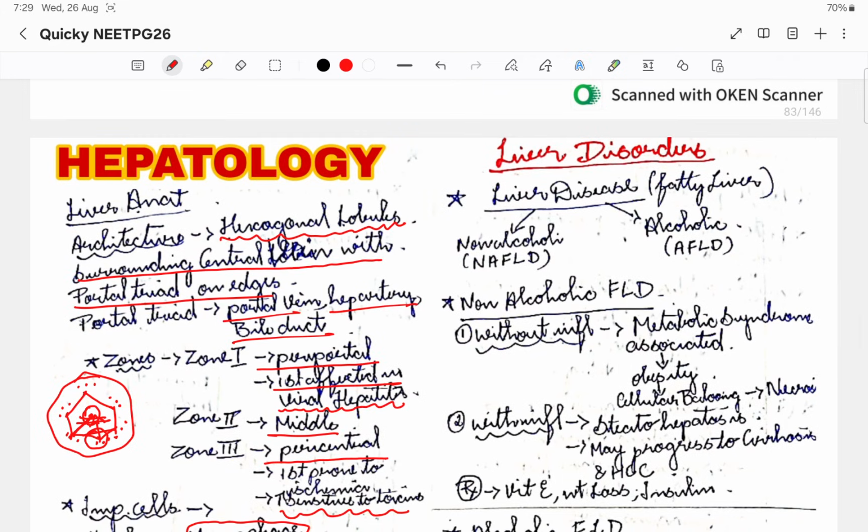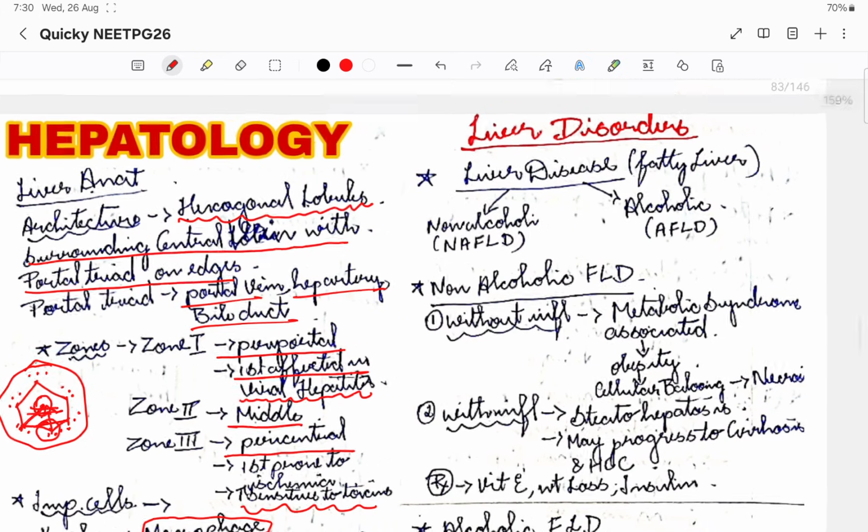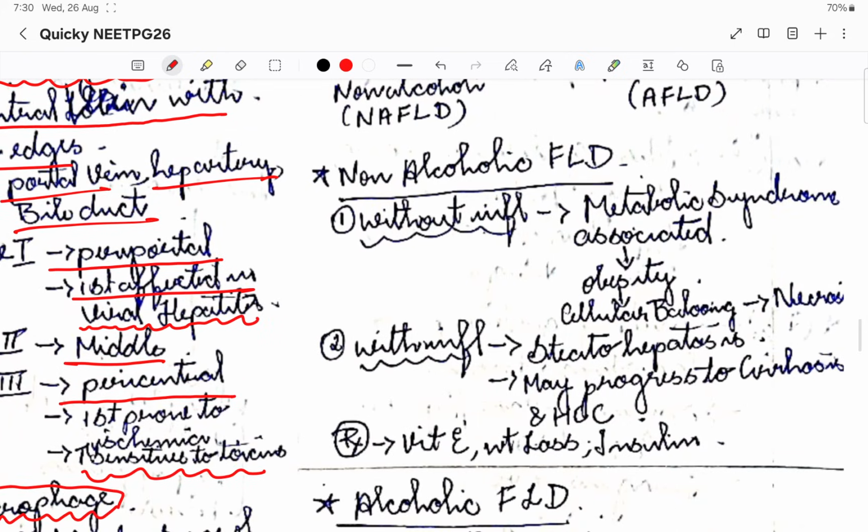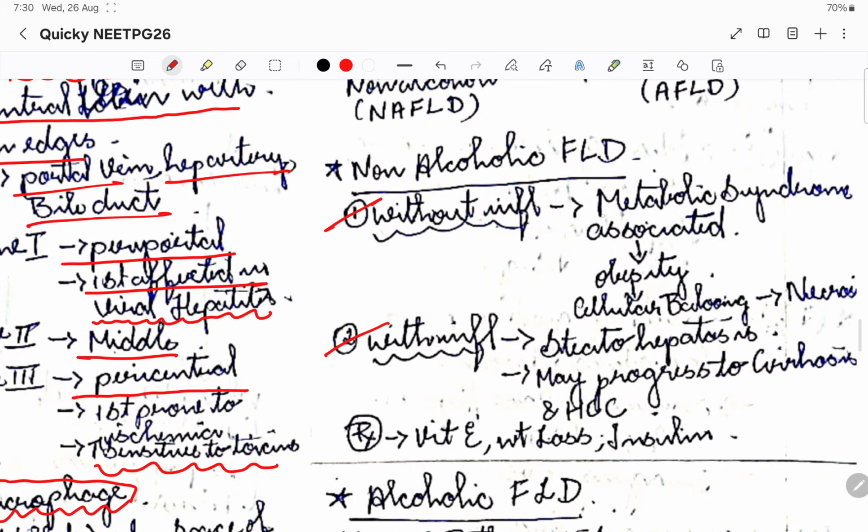Then moving on to liver disorders. We learned about the basics of anatomy, and a little bit of physiology. So now let us see the liver disorders. Liver disease can be divided into non-alcoholic and alcoholic liver disease. In non-alcoholic fatty liver disease, it can be divided into without inflammation and with inflammation. Without inflammation is basically metabolic syndrome associated, like obesity, and it leads to cellular ballooning and necrosis because of increased oxidative stress.